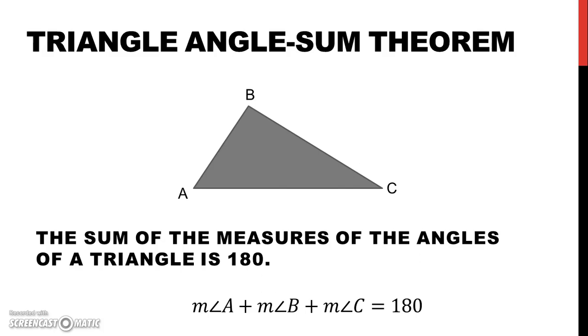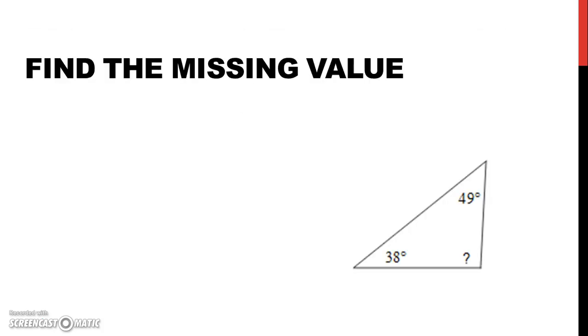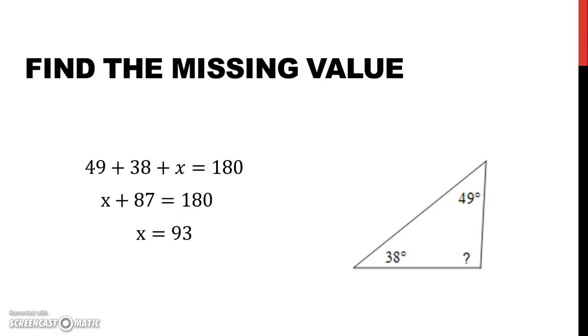Okay, now let's talk about the triangle angle sum theorem. It states that the sum of the measures of the angles, angle A plus angle B plus angle C, equals 180 degrees. So let's look at an example of this. Our question mark we're going to call x. x plus 38 plus 49, if we add them all up, equals 180. Combine like terms, we get 87. Subtract 87, we get that x is 93. So that angle is 93 degrees.